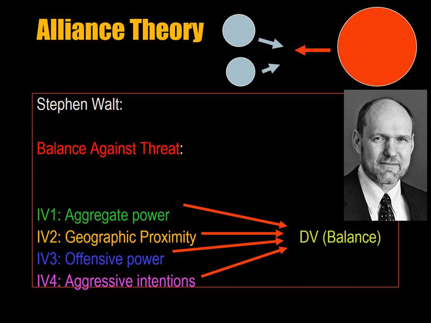And Walt argues that aggressive intentions are very important and neglected by balance of power. So it's basically balance of power, which is incredibly simple and parsimonious, versus balance of threat, which is more complicated. Where balance of power would predict a minimum winning coalition, the balance of threat is able to explain why we have occasionally overwhelming coalitions.